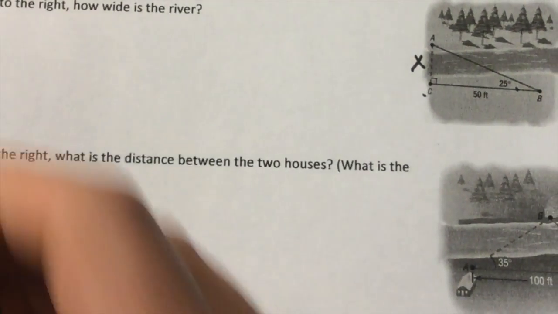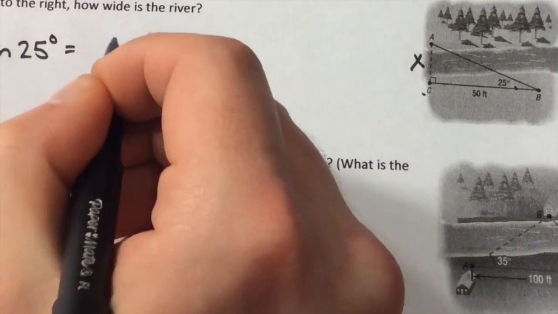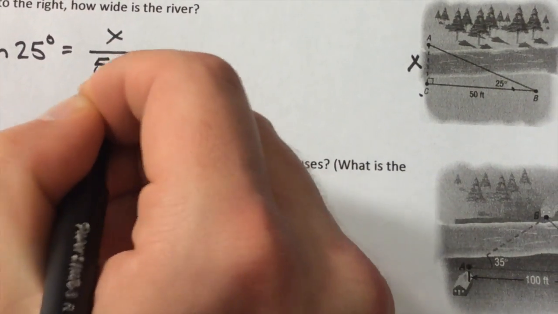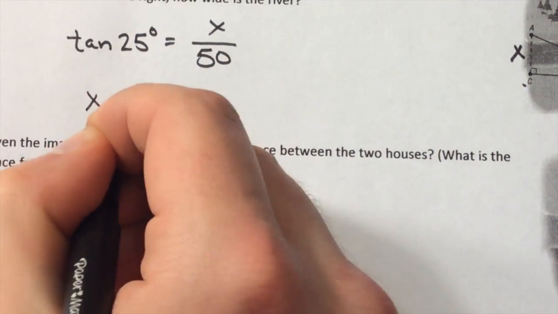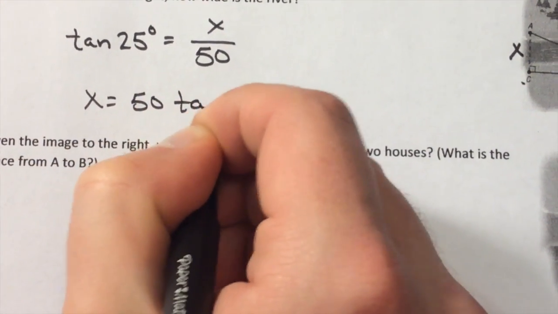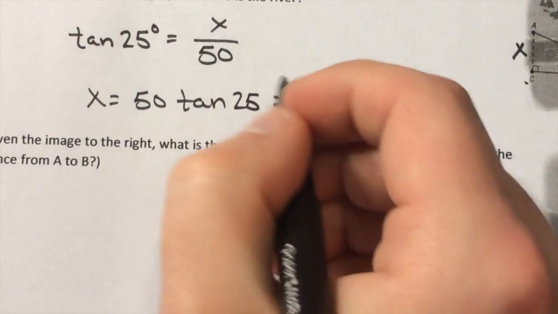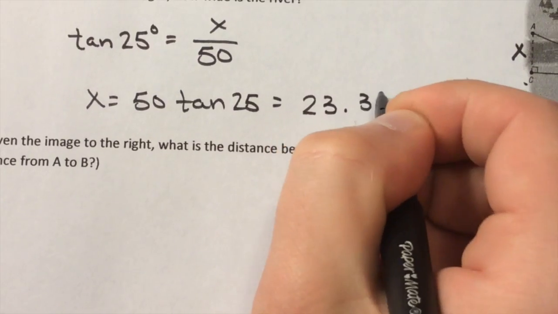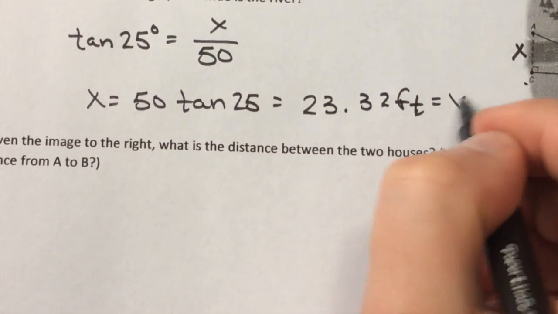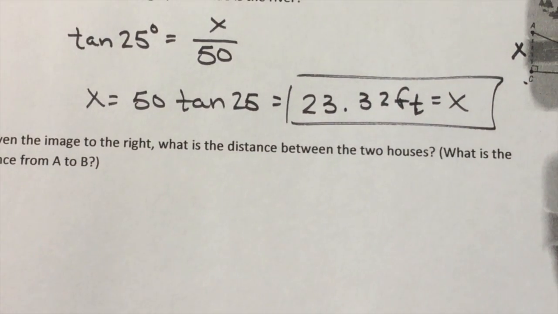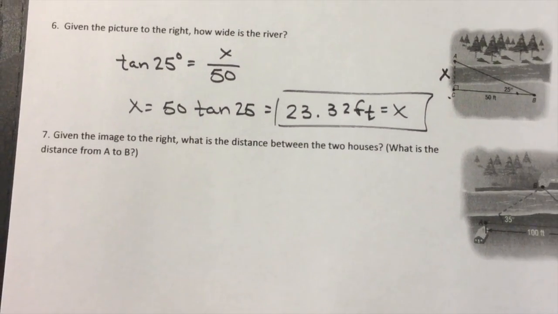So the tangent of 25 degrees equals x over 50. Multiply both sides by 50, and let's get that on the screen. So x equals 50 tan 25, which if I type that in, I get 23.32 feet. So that's how wide the river is. Pretty straightforward, pretty easy. Moving on to the next one.